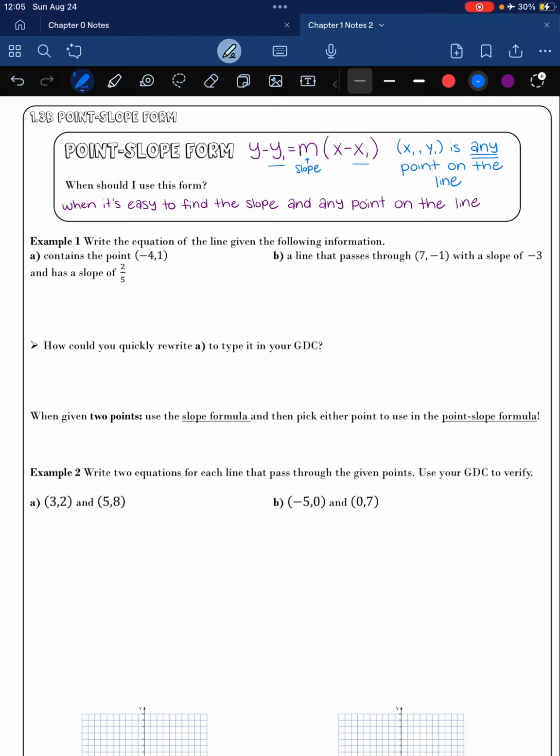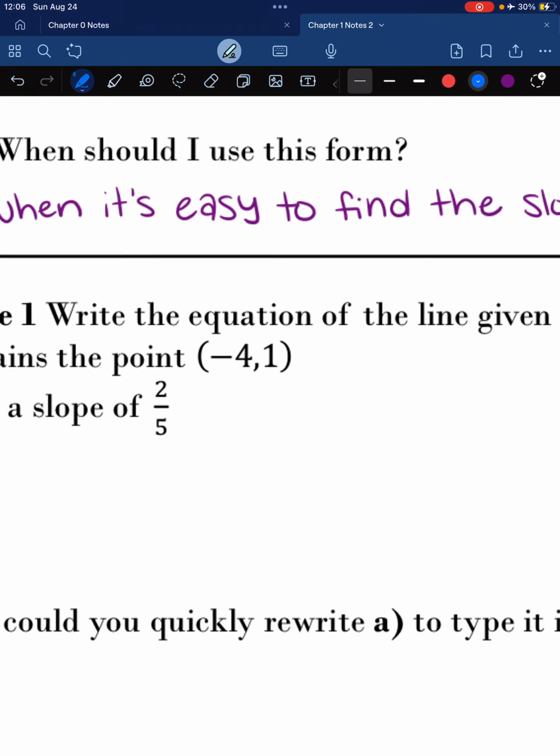So when should we use this? Whenever it's easy to find the slope and any point on the line. It could be the x-intercept, it could be the y-intercept, but it could just be any other random point. Okay, so a great place to start is with example 1. I am given a random point that is definitely not the y-intercept, and I have the slope.